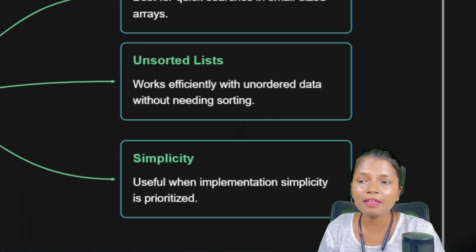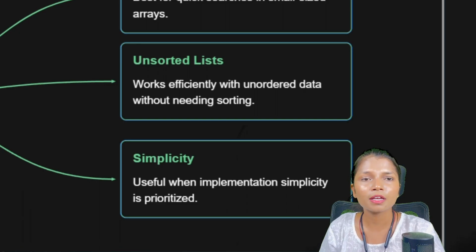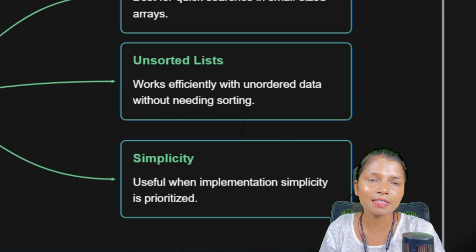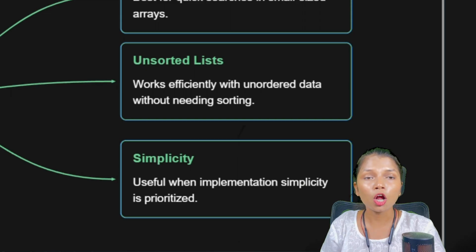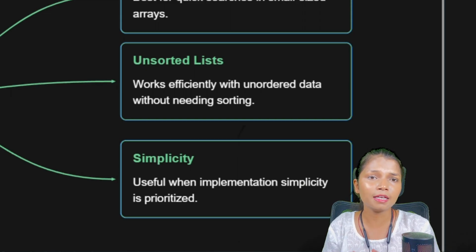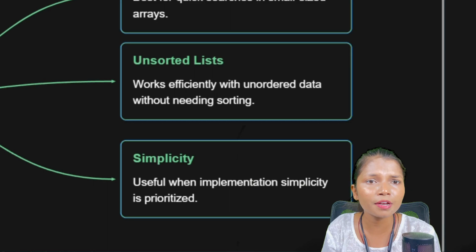This is useful only in the case of a small data set. This is useful in the case of an unsorted list. This is useful when you are prioritizing simplicity over time complexity. Although in DSA time complexity is an important aspect, if your instructor asks you to just solve this and not worry about the time complexity, then you go with linear search, because this is the easiest way. You need not do any difficult thing. You just have to define a function, define a loop, return certain things, and that's it.